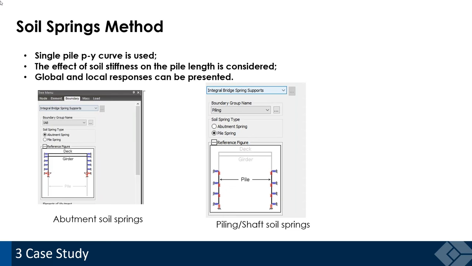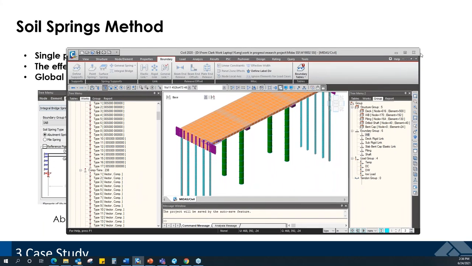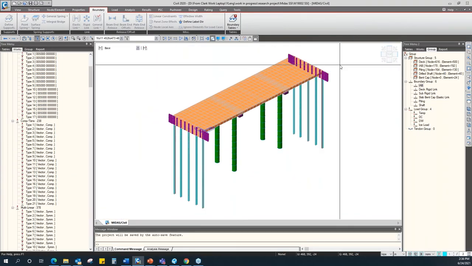Hi Lucy, can you see the model? Or maybe I need to. No, I think you're going to have to drag over the screen. Yeah, there you go. Now I can see it. Okay, good. Perfect.